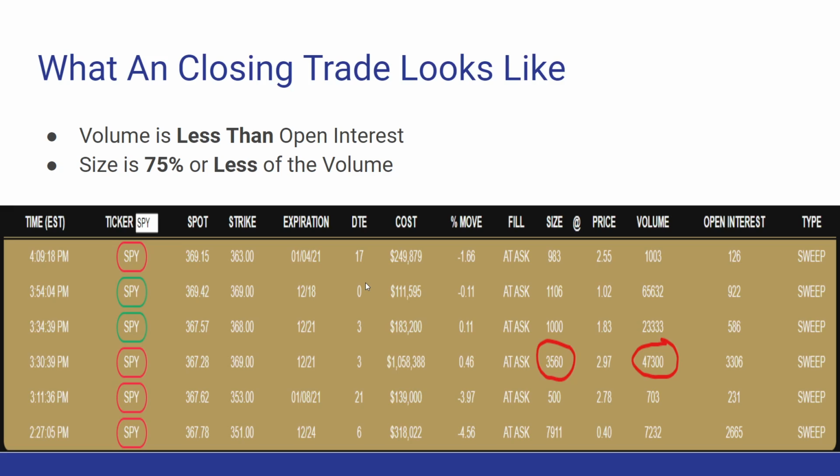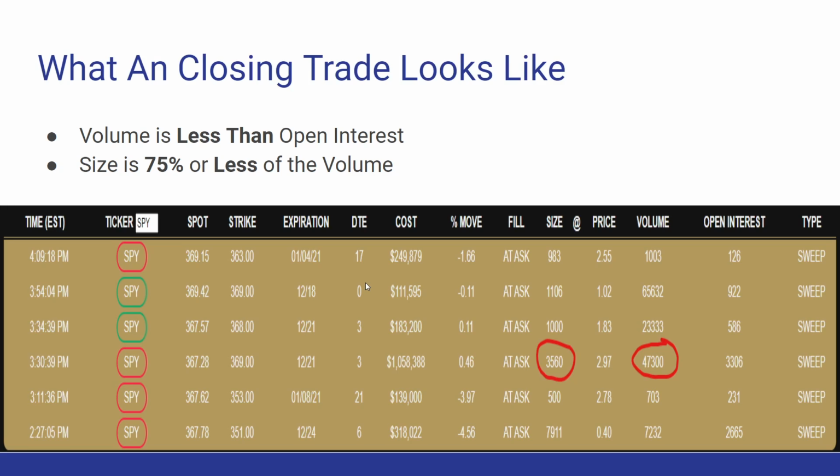On the other hand, we have closing positions. Closing positions are positions where you do not see aggression. So any things that would signify very little aggression or no aggression whatsoever is if you see that the volume is less than the open interest, and what that tells you is there's virtually no contracts traded on that day relative to the number of contracts that are open.